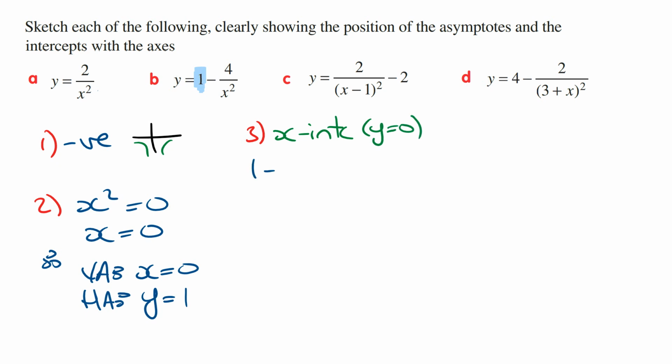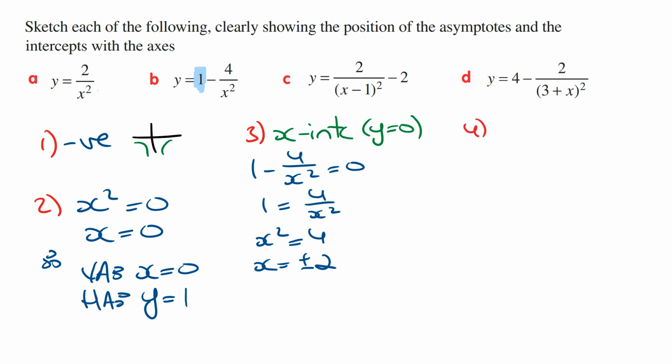And so we're going to get 1 minus 4 over x squared is equal to 0. Moving the fraction part to the right-hand side, we're going to get 1 is equal to 4 on x squared. Multiplying both sides by x squared, we're going to get x squared is equal to 4. Solving for x, x is going to equal plus or minus 2. And so the x-intercept is going to be plus or minus 2.